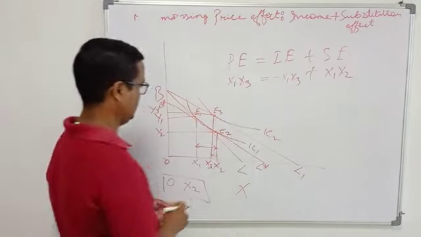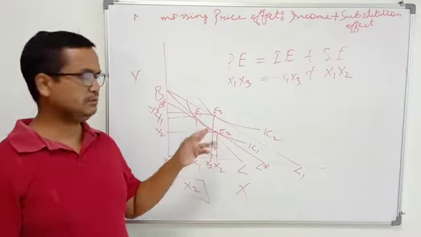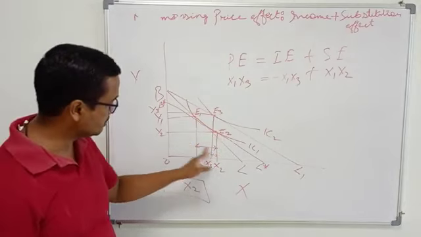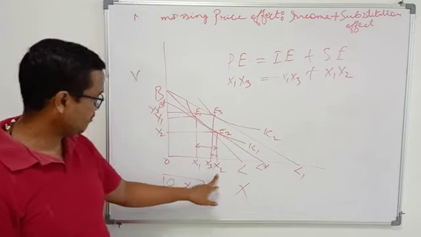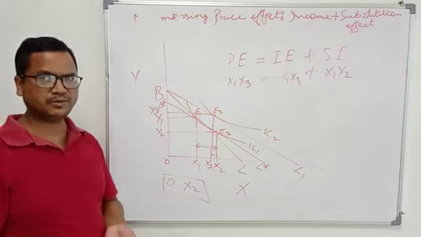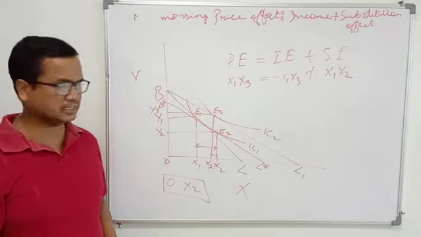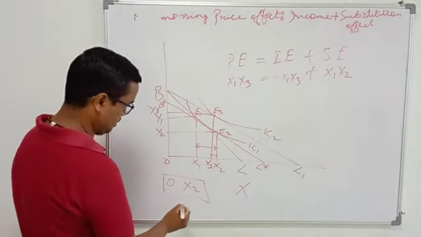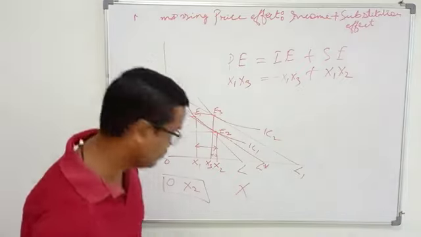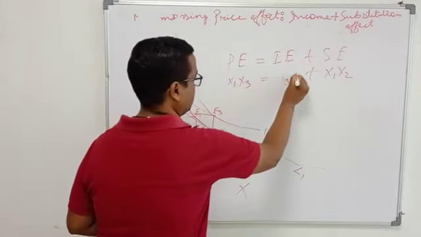X1, X3. But the consumer won't shift directly from E1 to E3. First, it will shift its equilibrium from E1 to E2, where it is going to increase the consumption of X commodity by X1, X2 amount. This is the substitution effect. And since we are talking about inferior goods, there will be a negative impact of increasing income, so X3, X2 amount. The negative income effect is X3, X2 amount.